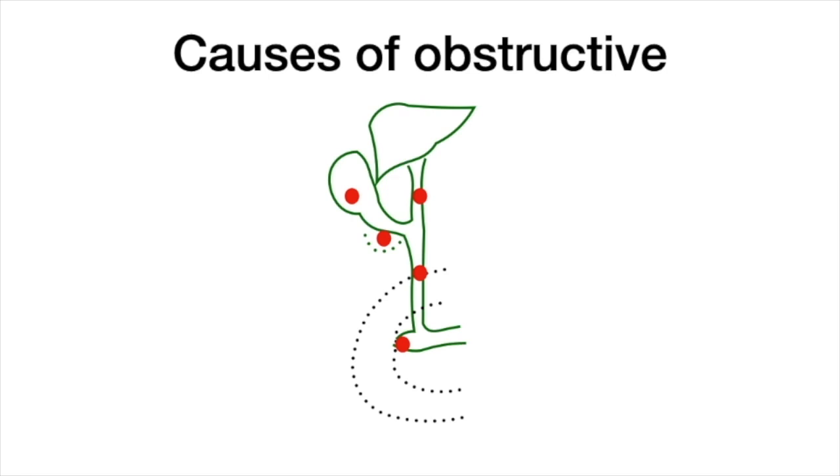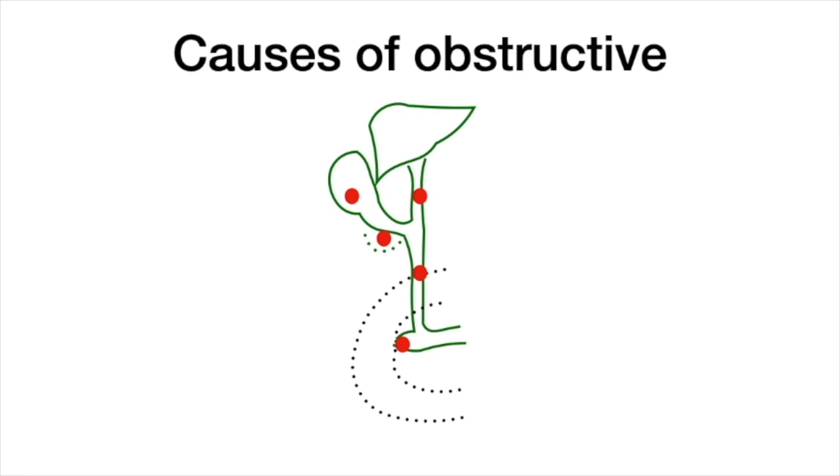So let us see what are the causes of obstructive jaundice. Obstructive jaundice is broadly classified into intrahepatic and extrahepatic. So today we are mainly focusing on extrahepatic obstructive jaundice. So these are some causes. Any obstruction along the passage of bile from liver to intestine can cause obstructive jaundice.